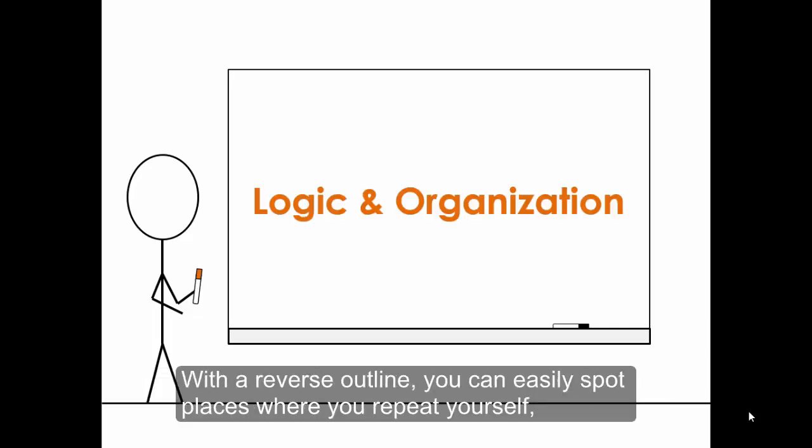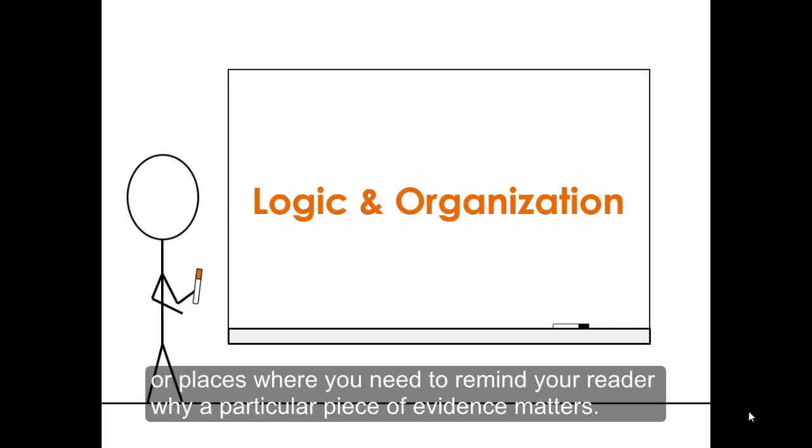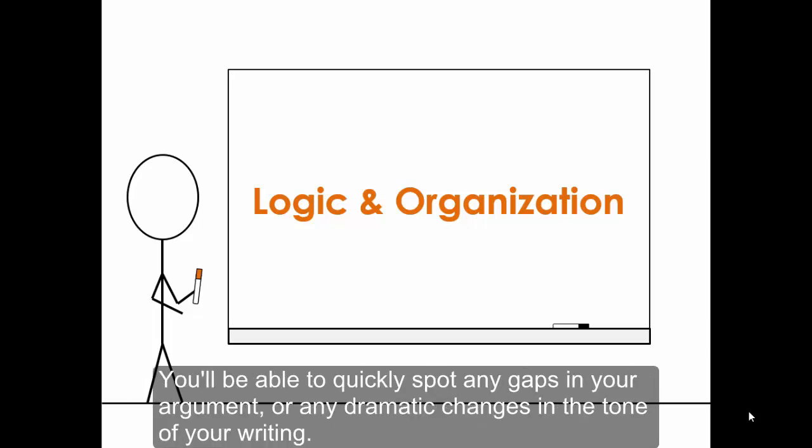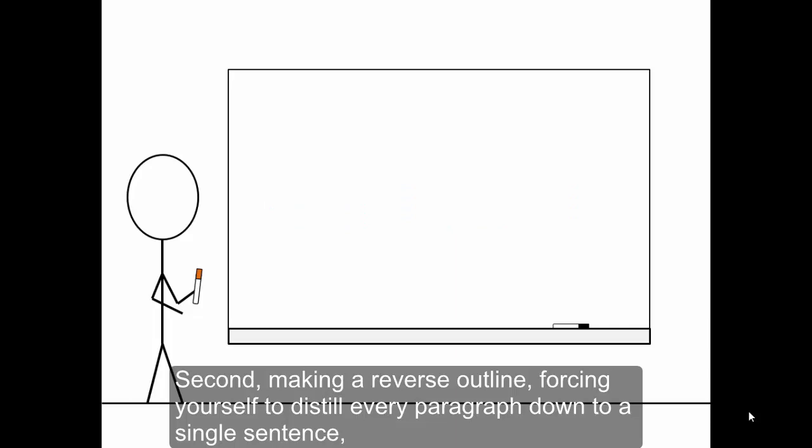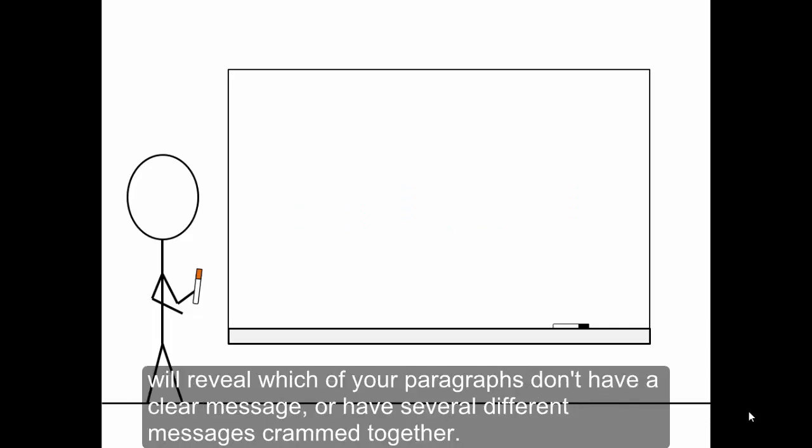With a reverse outline, you can easily spot places where you repeat yourself, or places where you need to remind your reader why a particular piece of evidence matters. You'll be able to quickly spot any gaps or any dramatic changes in the tone of your writing. Second, making a reverse outline, forcing yourself to distill every paragraph down to a single sentence, will reveal which of your paragraphs don't have a clear message or have several different messages crammed together.